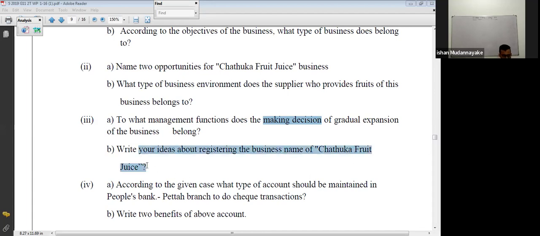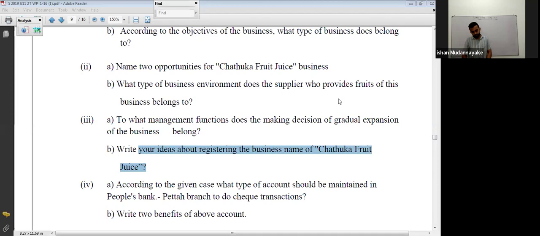Part B, number three. Write your idea about registering the business name of Satuka Produce. Write your idea about registering the name of the business. First answer.